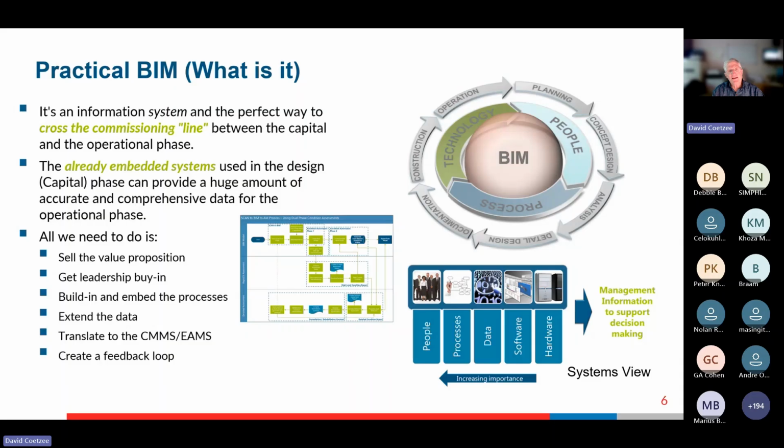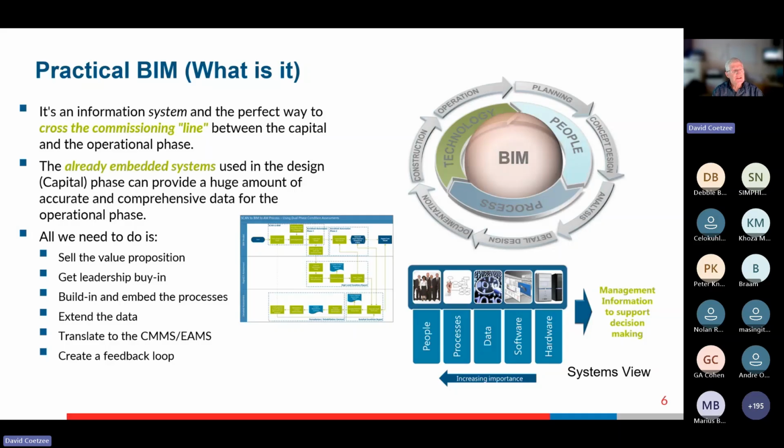So in order to change that and to integrate different processes, another huge focus from an asset manager's point of view, there's a number of things that we can do. We can use the already embedded systems in the capital phase, and all of those tools already have the capability to do the data transfer across the commissioning line into the O&M phase. But what we need to do is look at it from a systems point of view and ensure that, from an organizational perspective, we're actually doing what we need to do to maximize the value of that data and information. So we have to sell the value proposition.